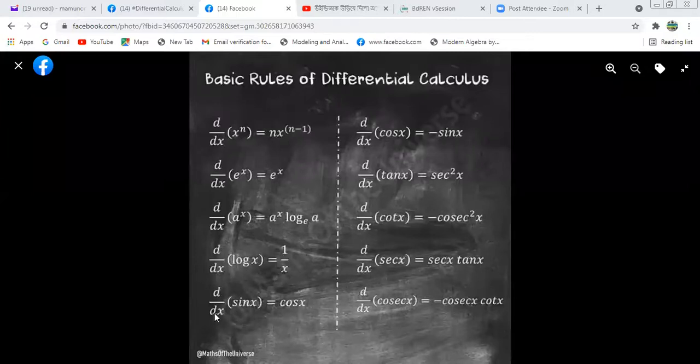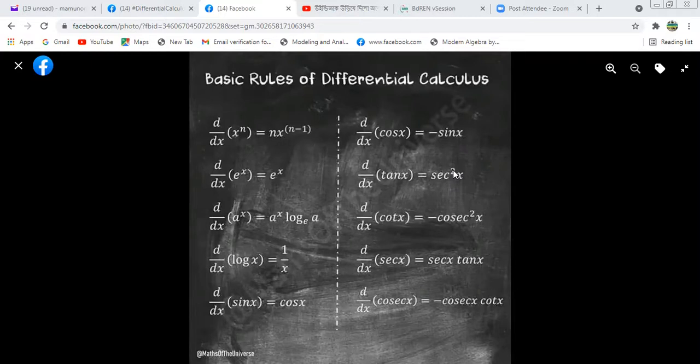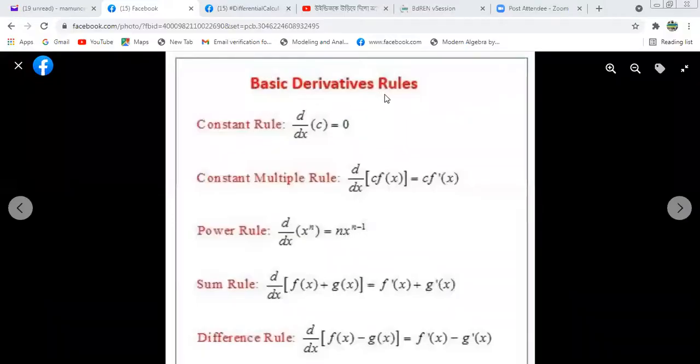1 by x. And differentiation of sin x will be what? Cos x. Differentiation of cos x will be what? Minus sin x. And d/dx of tan x with respect to x will be sec square. Differentiation of cot x will be minus cosec square. Differentiation of sec x will be sec x tan x. And differentiation of cosec x will be minus cosec x cot x. So these are the basic formulas, the basic derivative rules.